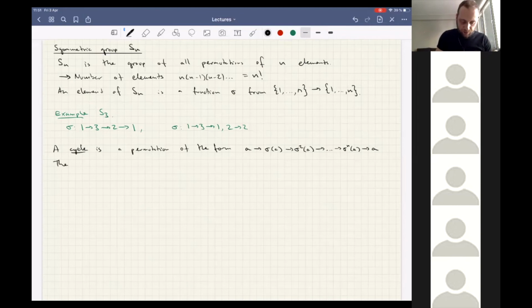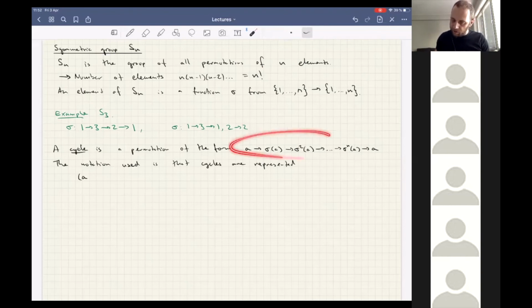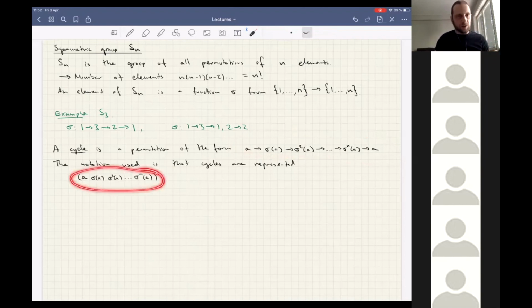The notation used for the elements of this symmetric group is that cycles are represented in the following manner. If I have exactly this cycle, a to sigma of a, and so on, I would write a, then sigma of a, and then sigma squared of a, all the way up to sigma to the n of a. This means that I know how this permutation acts on any of the numbers in this cycle. For example, if I act on a, the result is going to be sigma of a. If I act on sigma to the n of a, the result is going to be a.